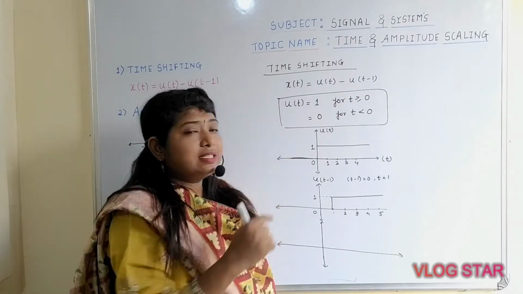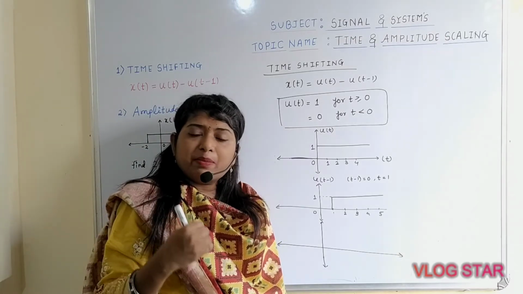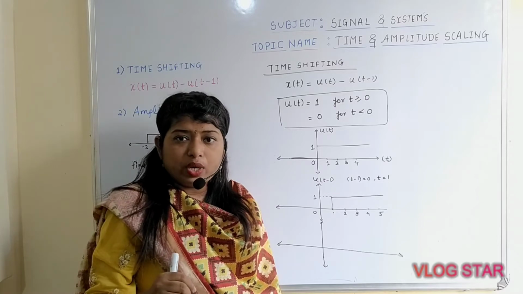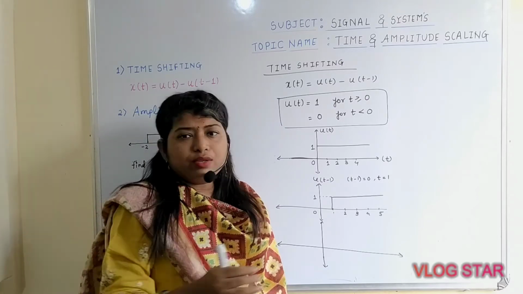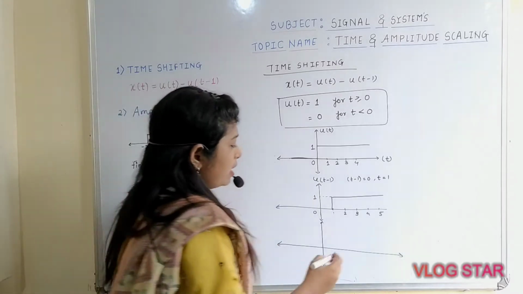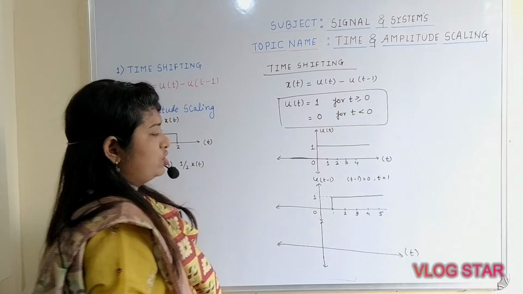In this case the second signal is u of t minus 1. Now after that you can subtract that signal. You can perform u of t minus u of t minus 1, and with the help of those values you can easily plot the graph. Am I right? So here directly we'll perform the subtraction.